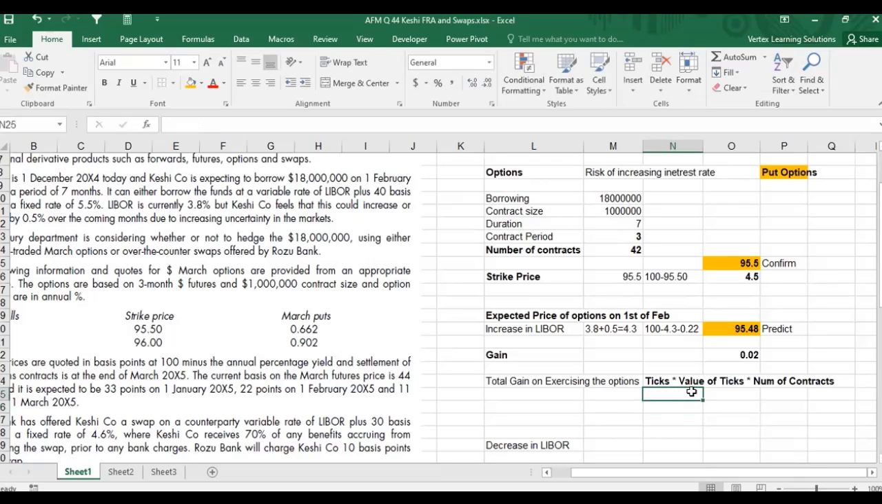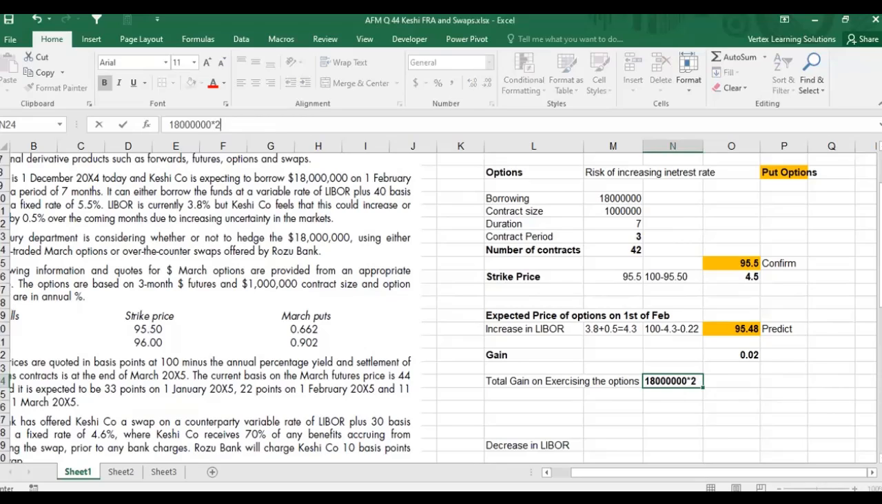But unfortunately, in this question, they have not given you the value of the tick, so you cannot use this formula now. What we can do very easily is see how much the borrowing is. The borrowing is for 18 million. And what percentage am I earning? If I say that on 18 million I am earning, let's suppose, 1%, I would multiply it with 1%, right? But the gain is not 1%. The gain is 2 ticks.